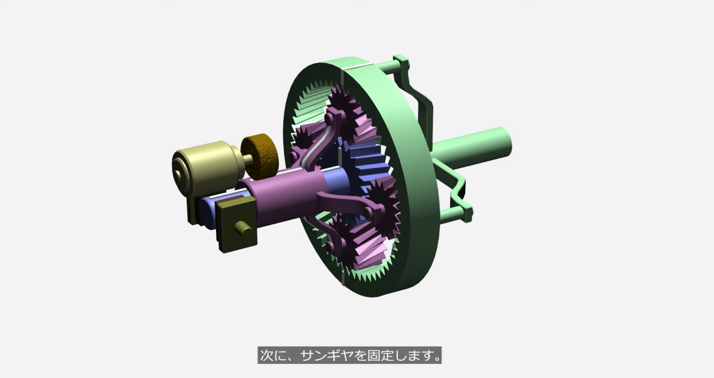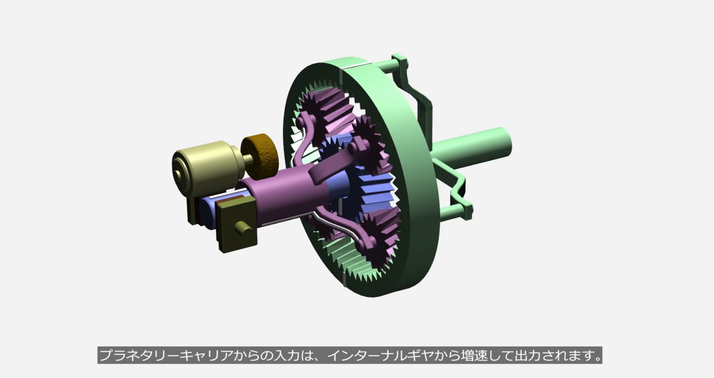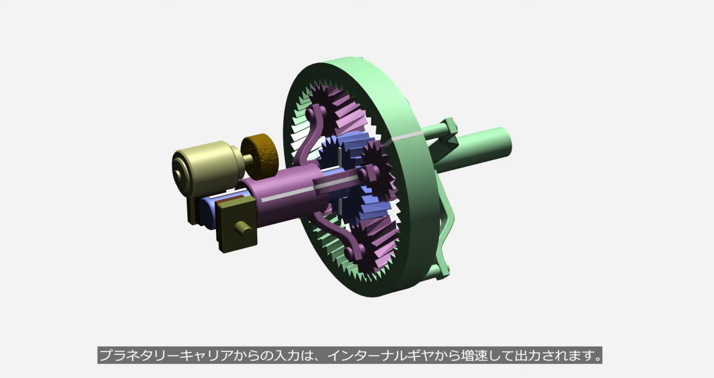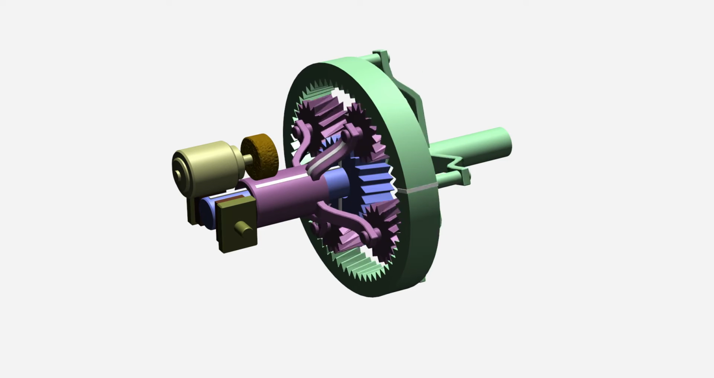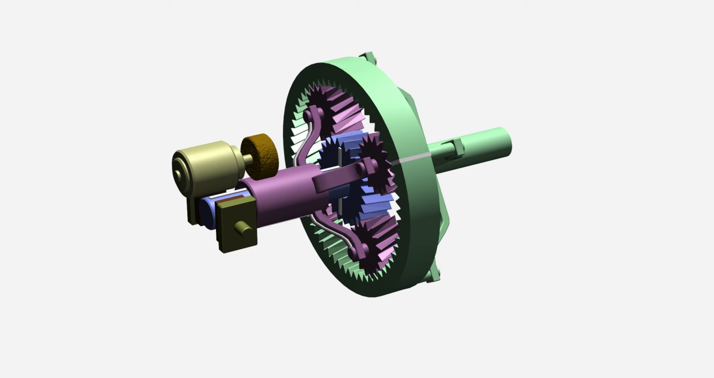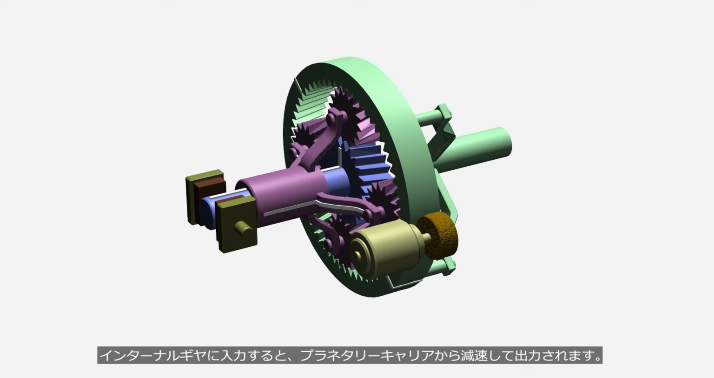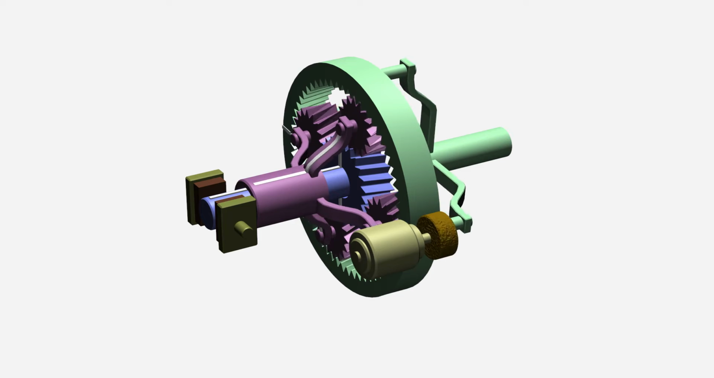Next, let's apply the brake to the sun gear to hold it in place. The input rotation speed into the planetary carrier is increased, and then output from the internal gear. The input rotation speed into the internal gear is reduced, and then output from the planetary carrier.